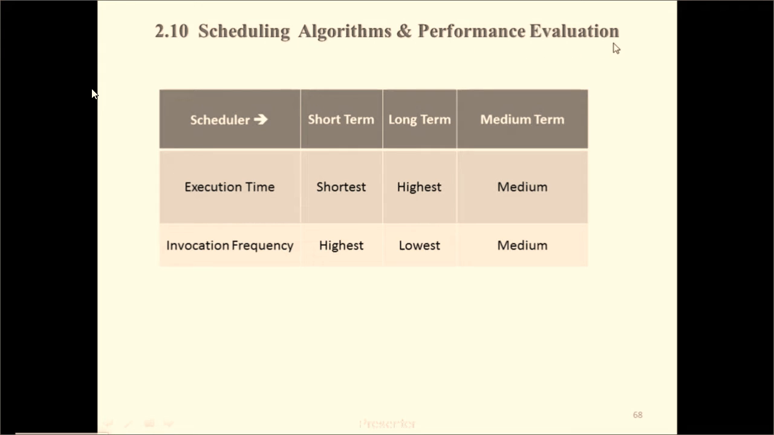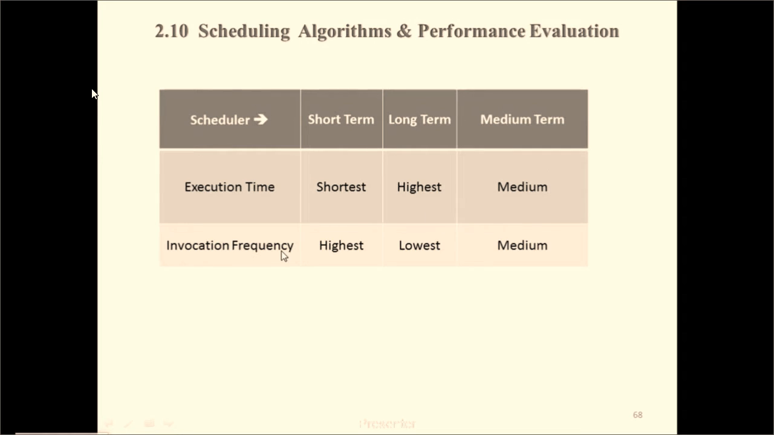Scheduling algorithms and performance evaluation. The top line in the table shows columns titled short-term scheduler, long-term scheduler, and medium-term scheduler. We have seen this, right? And now the row titles are execution time and invocation frequency. For the short-term scheduler, execution time is the shortest among the three. Long-term is the highest, and in between these two lies the medium term, which asks for a medium amount of CPU time or execution time. So short term is shortest, long term is highest, medium term is medium.